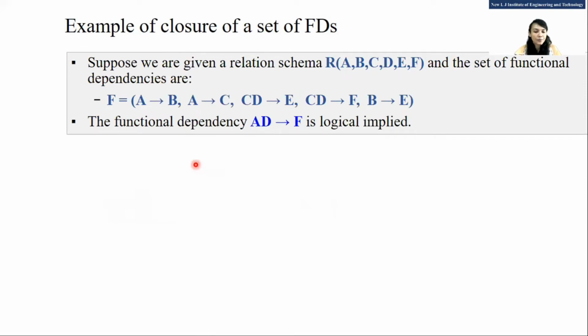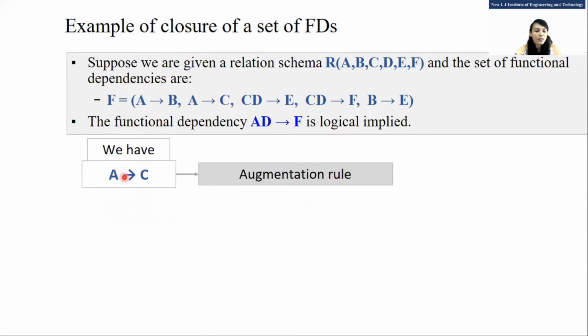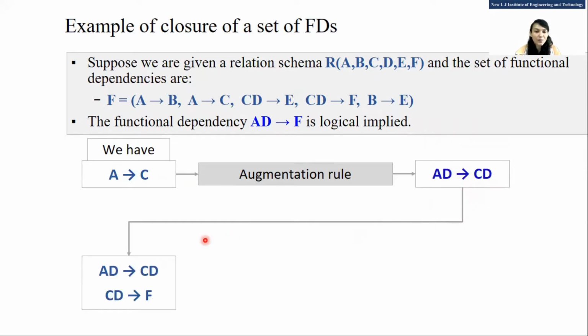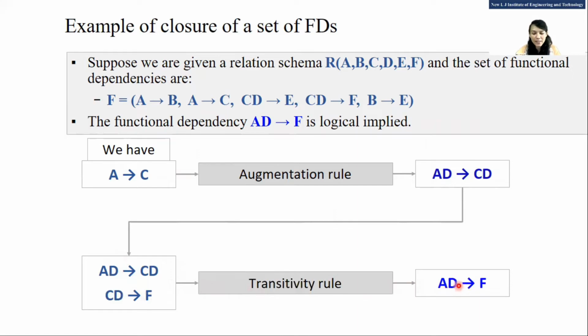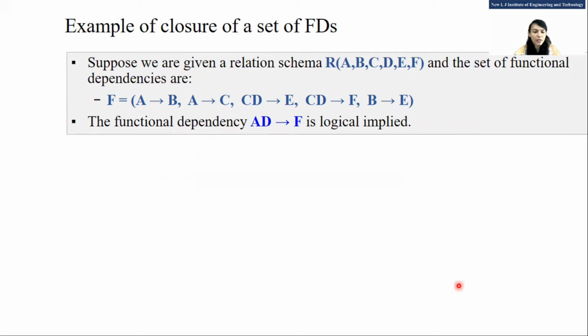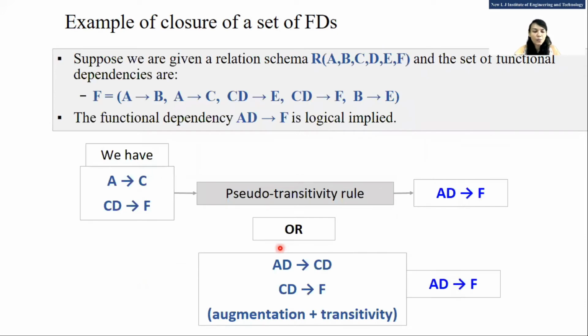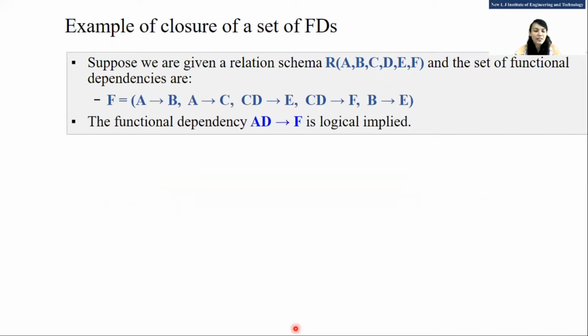So here, next is A determines C; with the augmentation rule, AD determines CD. In the augmentation rule, what we are doing is adding the attribute on both sides. So in that case, we are getting AD determines CD. And now, using this new functional dependency AD determines CD, and already we have CD determines F here, we are getting transitivity: AD determines CD and CD determines F. So this is how we are getting AD determines F. The same thing we derived previously with pseudo transitivity, and the same thing we can derive with augmentation and transitivity also.